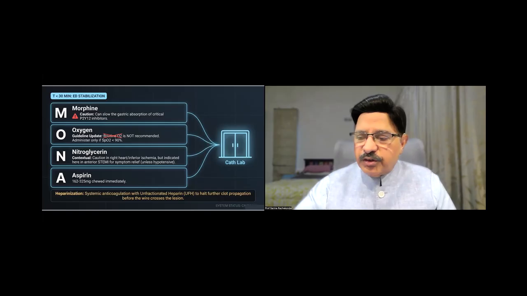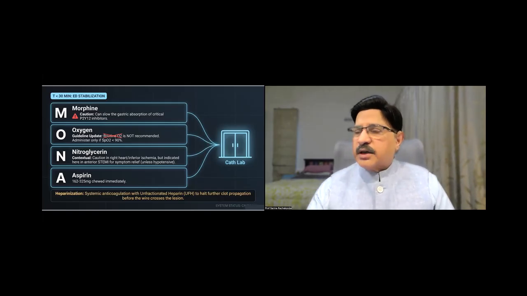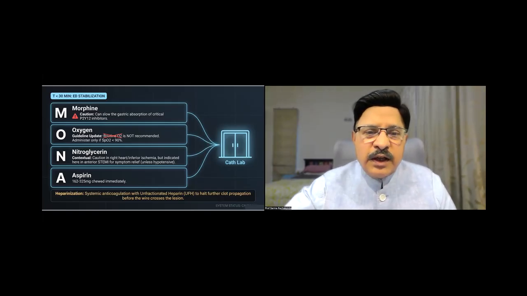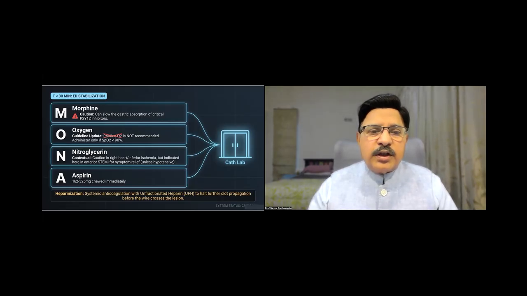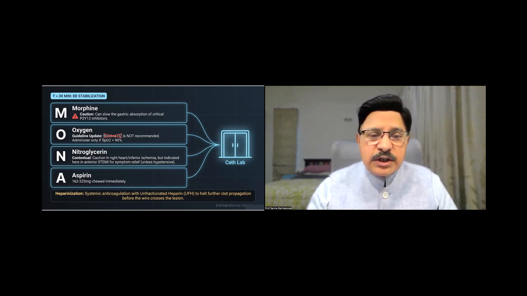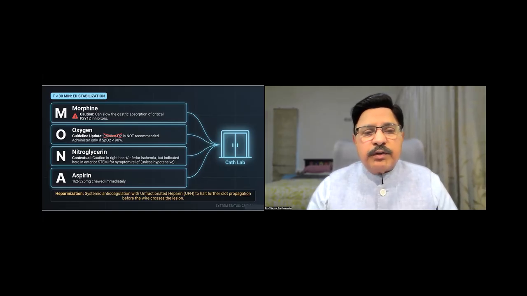And nitroglycerin. This is not a must. Contextual, that is right heart, inferior ischemia, very, very great caution, because that can produce hypotension. Anterior STEMI, for symptom relief, you can give nitroglycerin. And you must have already given, the moment before taking ECG itself, you have given aspirin.